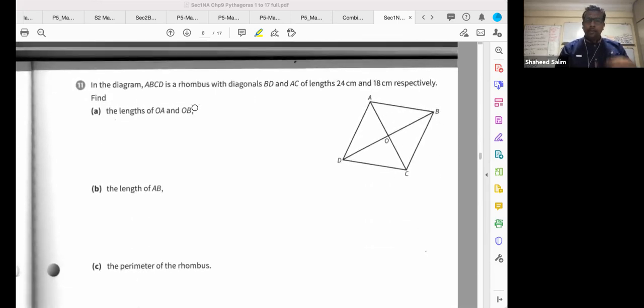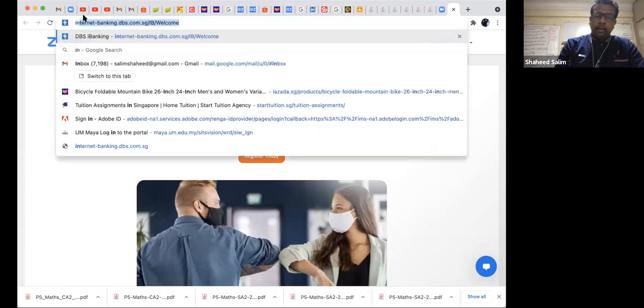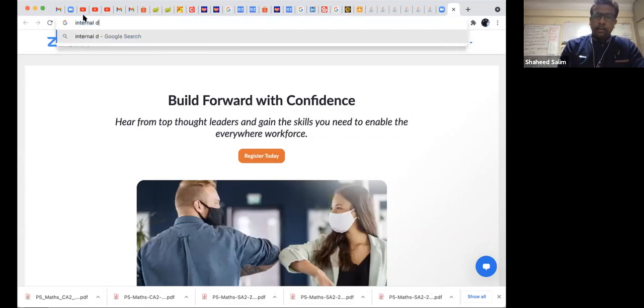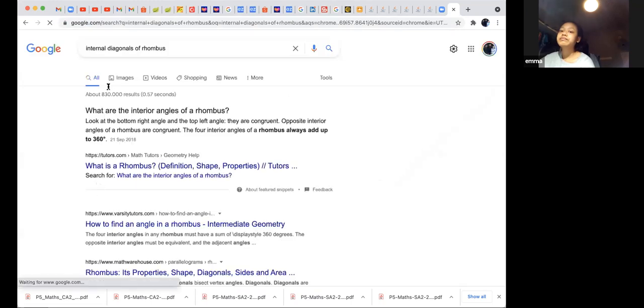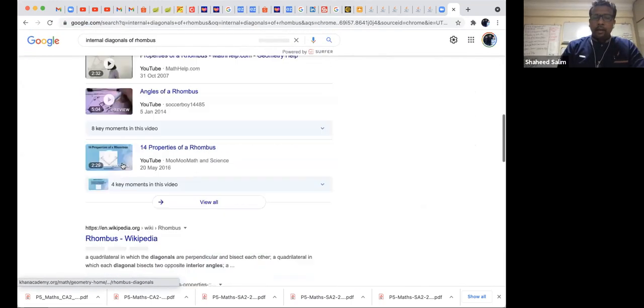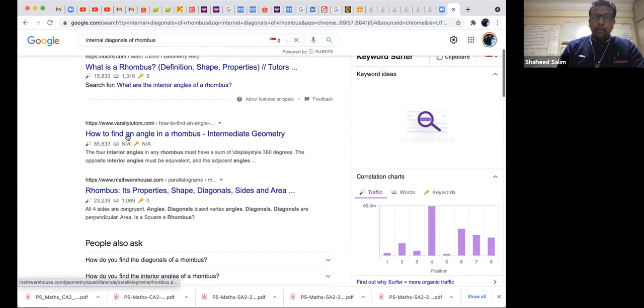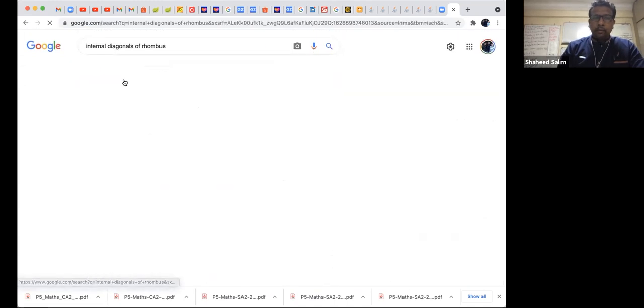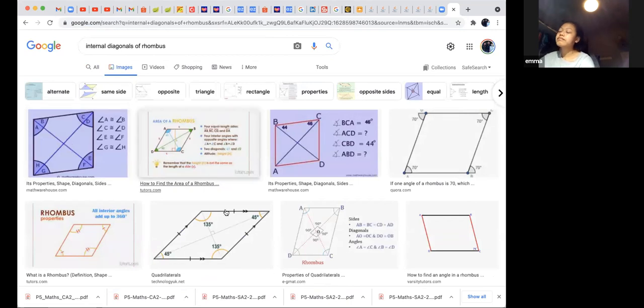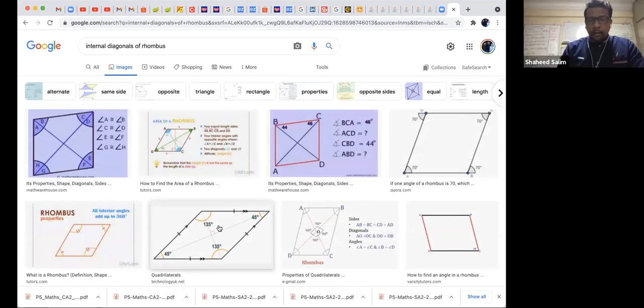Now, this is a rhombus. Let us now look at the internal diagonal lines. Let us search down here. Internal diagonals of rhombus. Do they have any diagrams here? Okay, we look at some diagrams. I can see now down here.